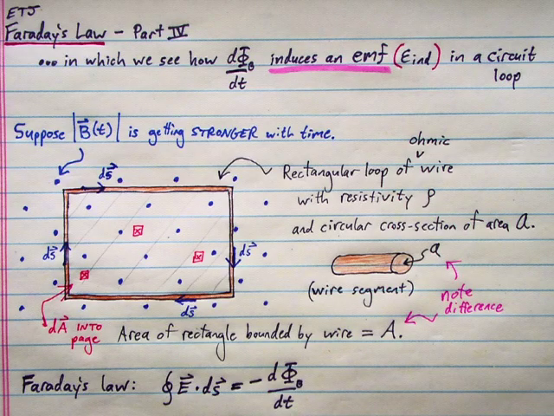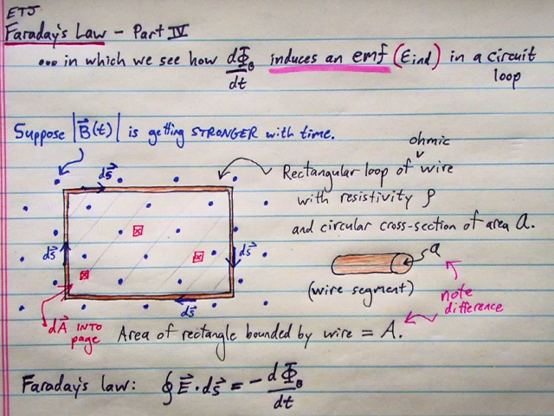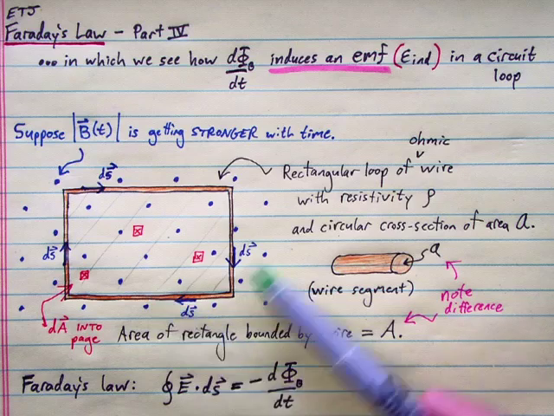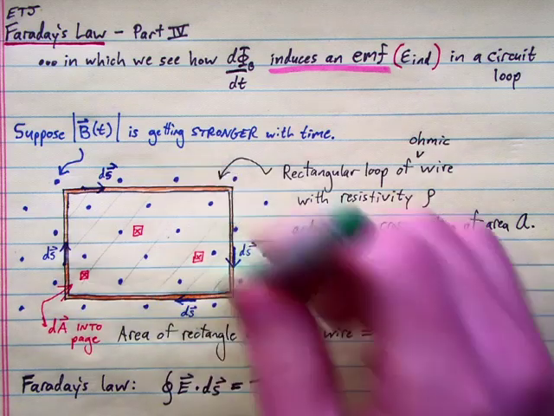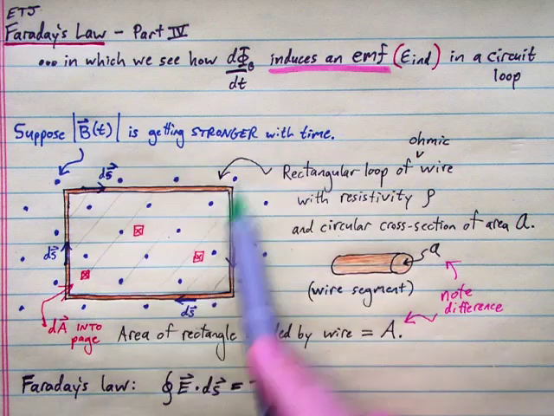Changing magnetic flux is often said to induce an EMF in a circuit loop. Let's see what that means. Suppose we've got a region of uniform magnetic field pointing out of the page, and suppose it's getting stronger with time.